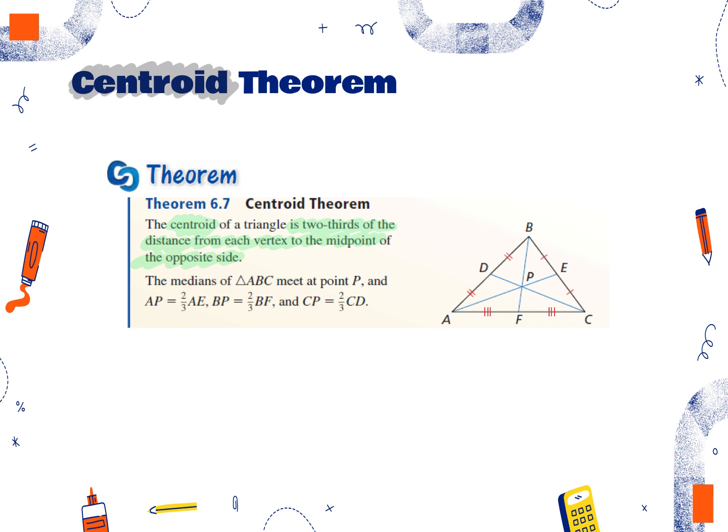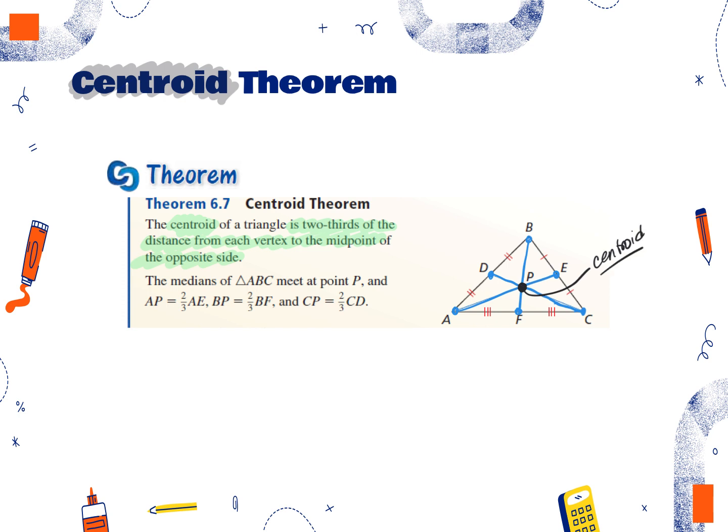Again, notice those blue lines are your medians. You're going, for example, from vertex A to the midpoint of BC. Then you're going from vertex B to the midpoint of AC, and from C to the midpoint of AB. When I connect all those medians together, I get this point of concurrency, which, because it came from medians, is called the centroid.